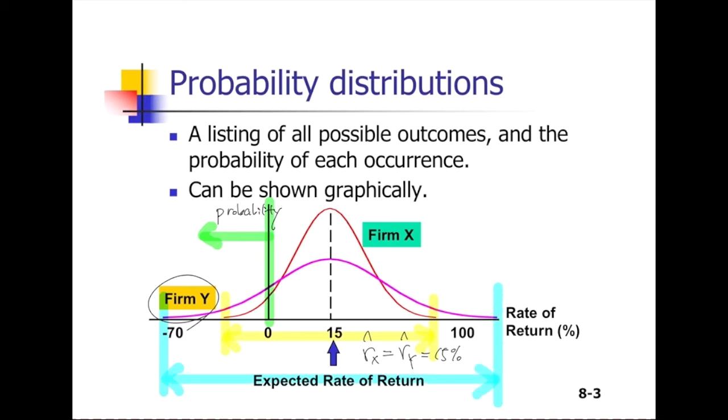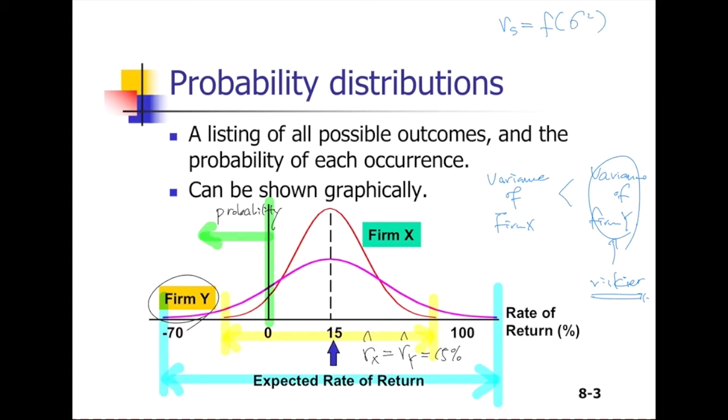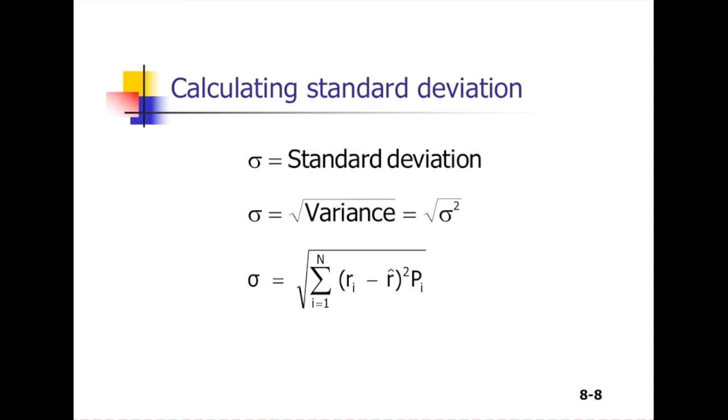So we can write down as this, the variance of firm X is lower than the variance of firm Y. So this is riskier, right? So we can write down that return is a function of the variance. When you take the root of variance, you get the standard deviation.